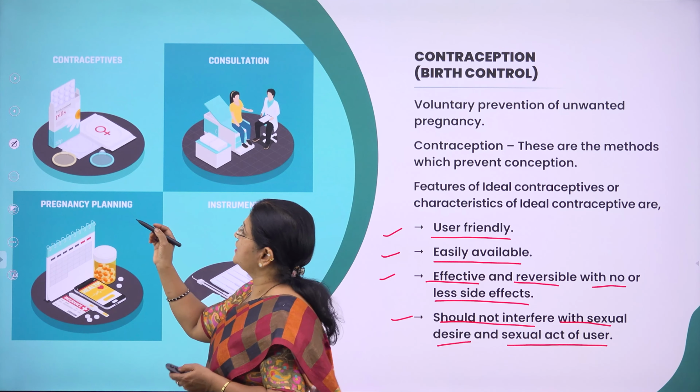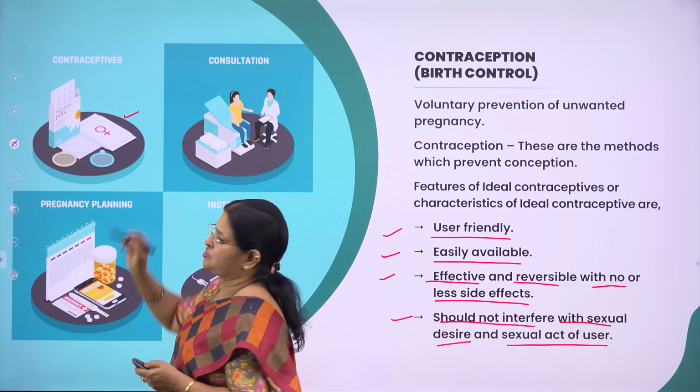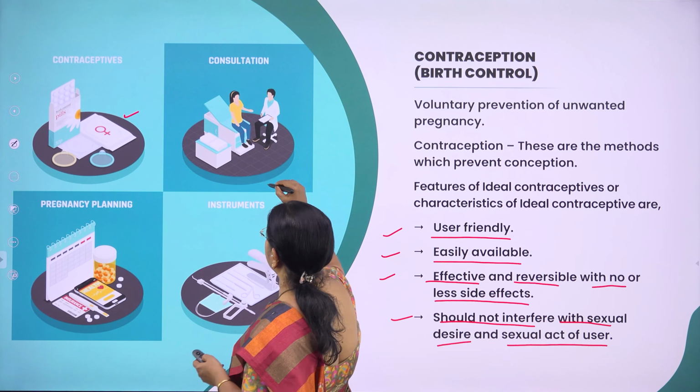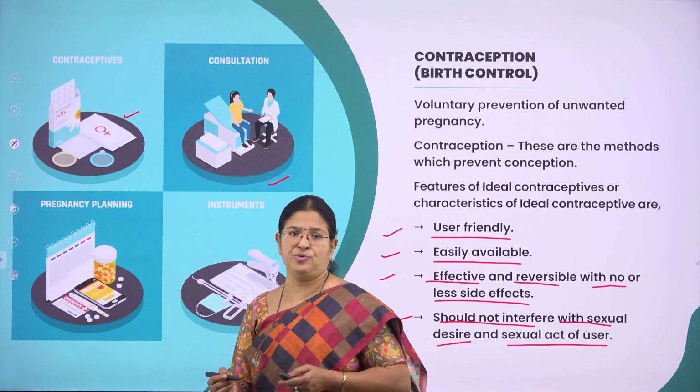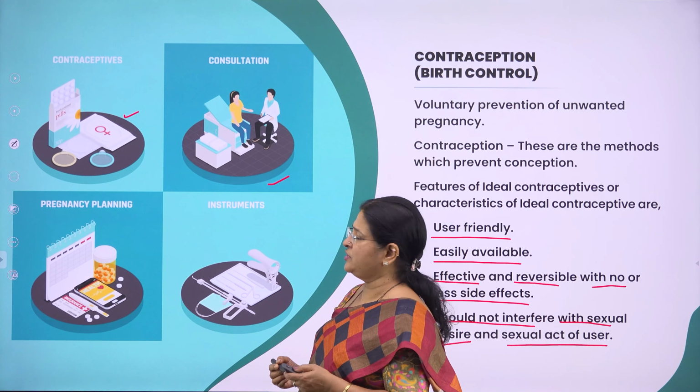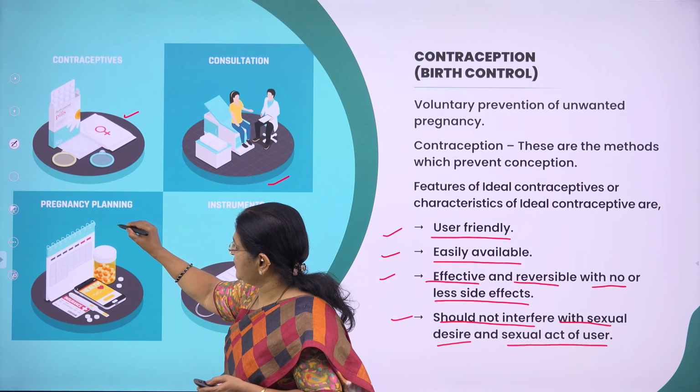Here you can see in the diagram, right? These are the different types of contraceptives, and you need to consult a doctor before using the contraceptive methods, on a safer side. Then pregnancy and planning.